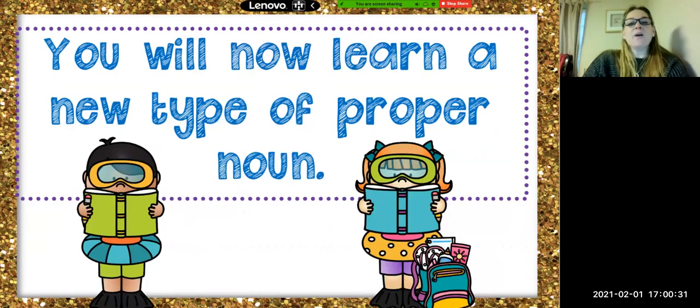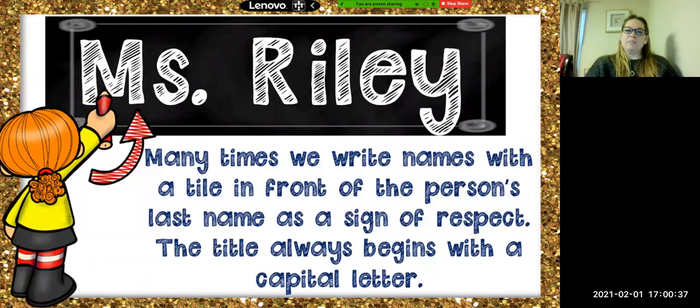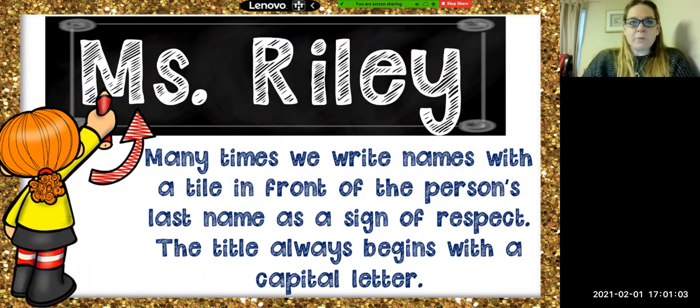All right, so now we are going to learn a new type of proper noun. So many times we write names with a title in front of the person's last name as a sign of respect. That title always begins with a capital letter. Here's an example, like this teacher is Miss Riley. So her last name is Riley. We put Miss in front of it and we have to make sure we capitalize it, just like with my name, Miss Kofer, or Miss Stockwell's name. We have a title in front of our name that needs to be capitalized.